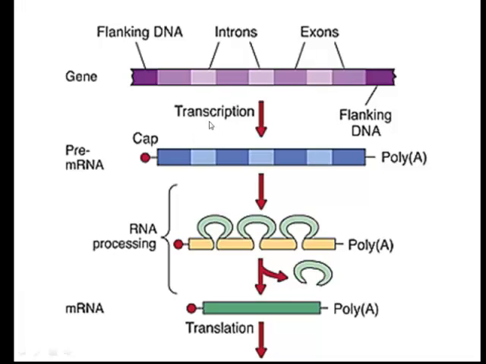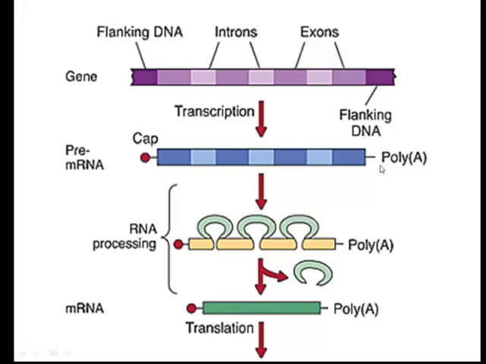For transcription, or formation of RNA from DNA, first a molecule called pre-mRNA is formed, and then this pre-mRNA undergoes certain processing, a process called RNA processing, to form the mature mRNA. In this RNA processing, the introns are removed, and then the exon parts are fused together to form the mature mRNA.